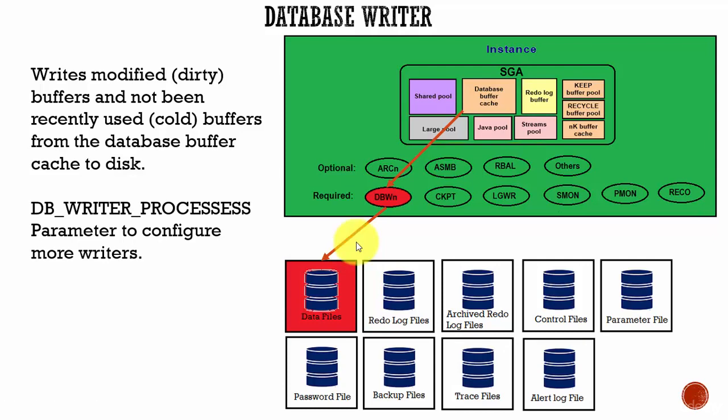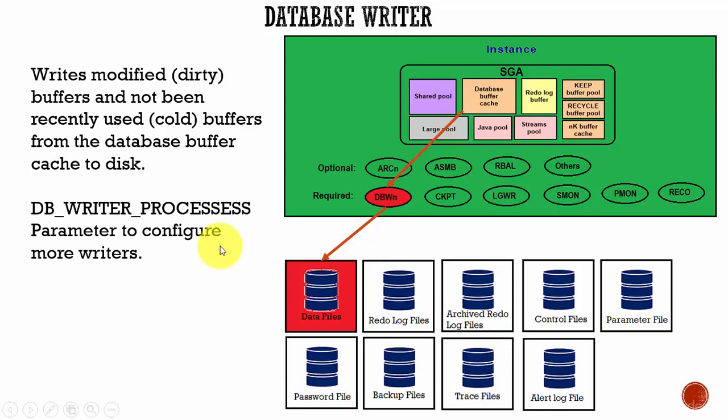Okay? There is a least recently used algorithm which helps this database writer process. This least recently used algorithm identifies which are the blocks which are frequently used and the blocks which are not frequently used. So obviously the database writer writes all the blocks which are not frequently used or not recently used, and keeps all the blocks which are frequently used in the database buffer cache. Okay, by doing this, the overall performance of the database is improved.